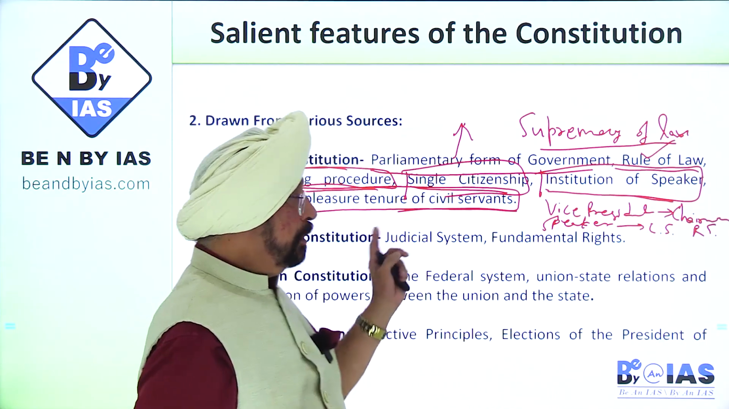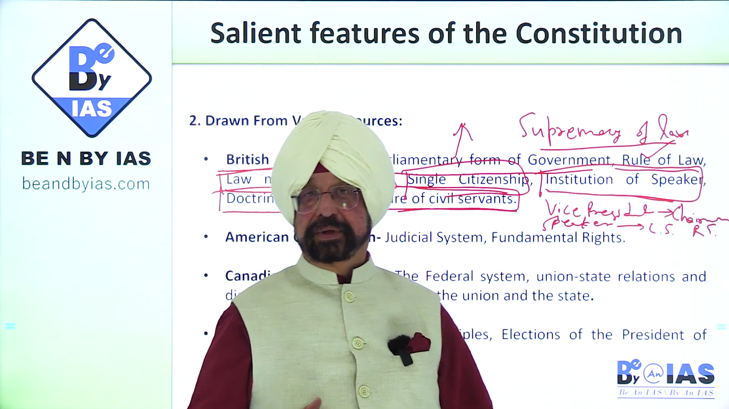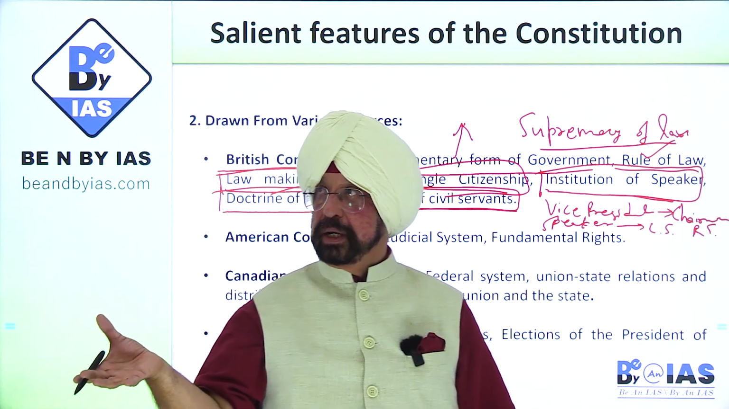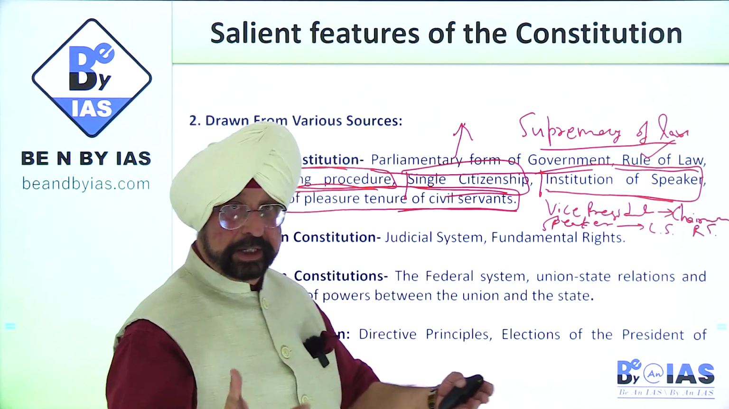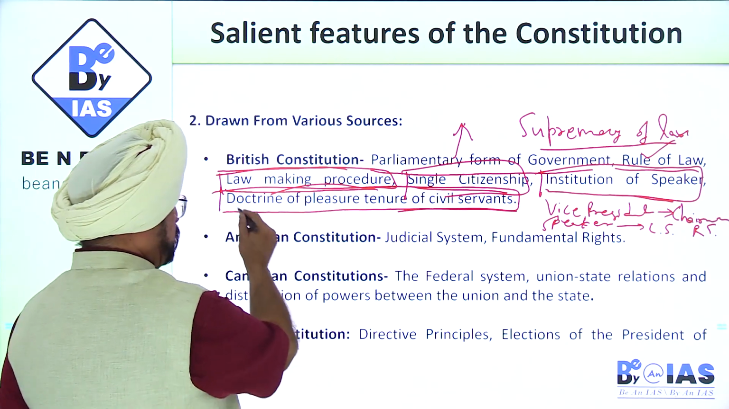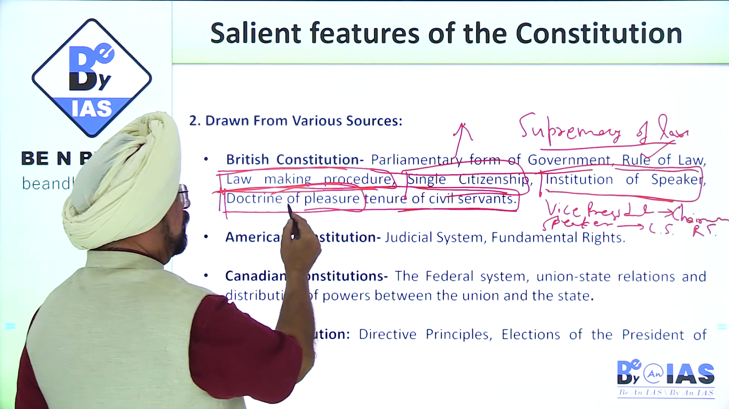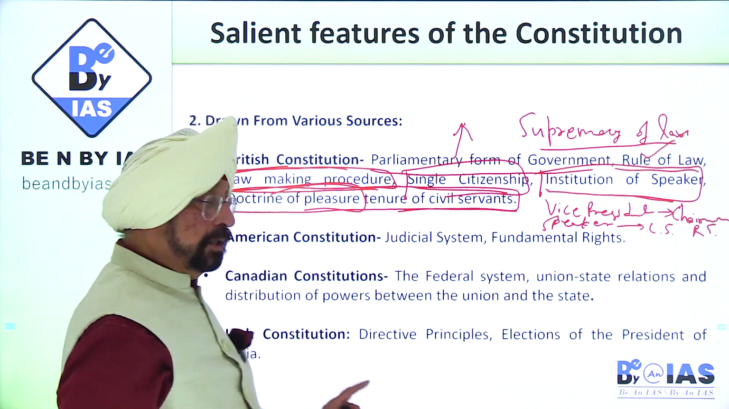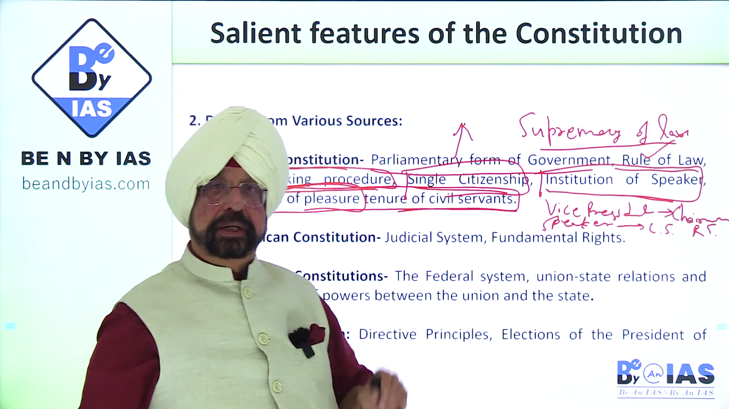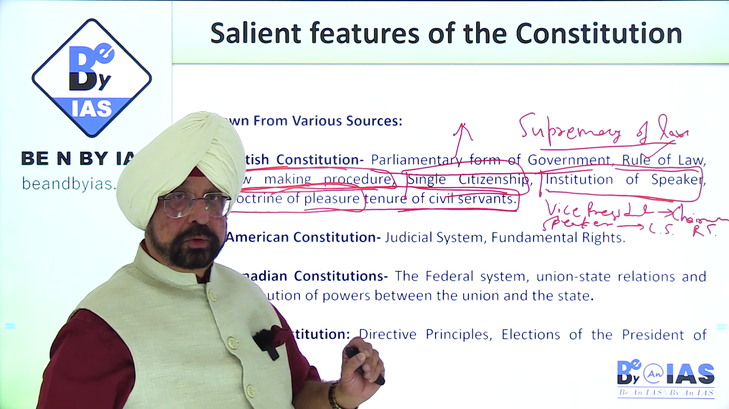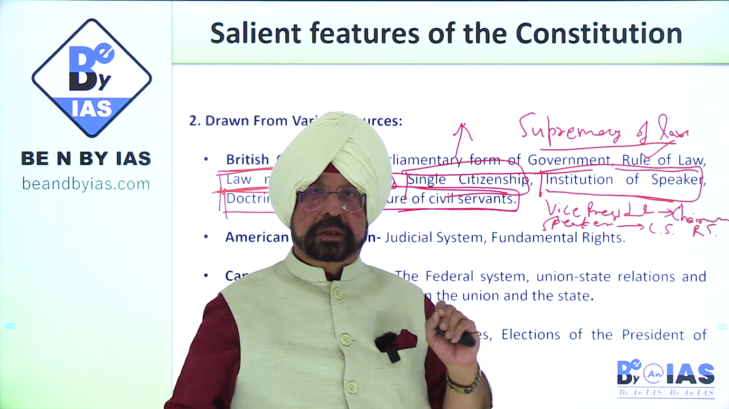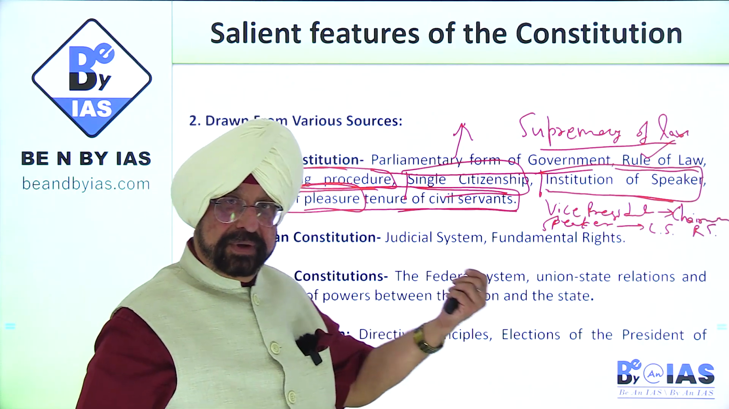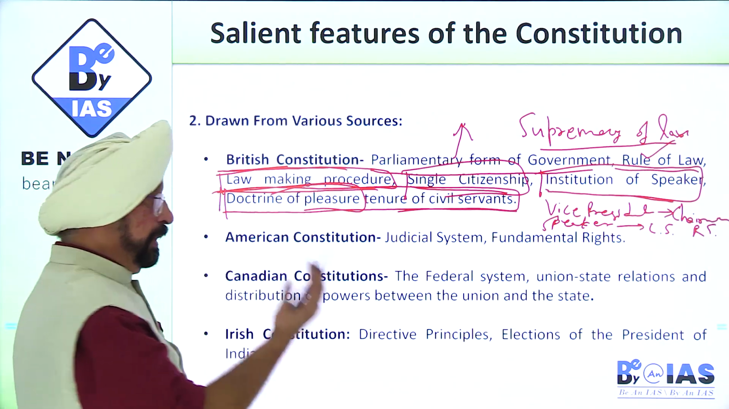So, doctrine of pleasure, in case of civil servants, we will be studying under Articles 309 to 312 or so in detail. In that case, this doctrine of pleasure will come, but this feature has been picked up from the British Constitution. British Constitution, again I am repeating, is unwritten. So, in the unwritten constitution, the conventions are very important. So, these are the conventions which are followed by the British Parliament.